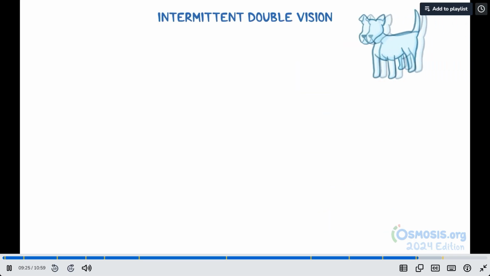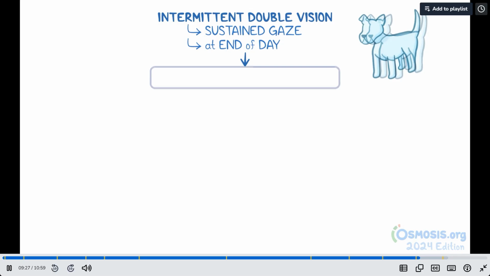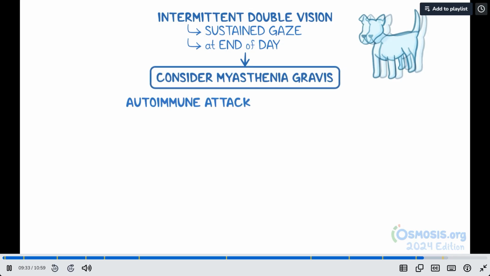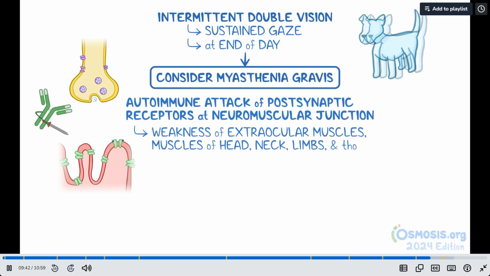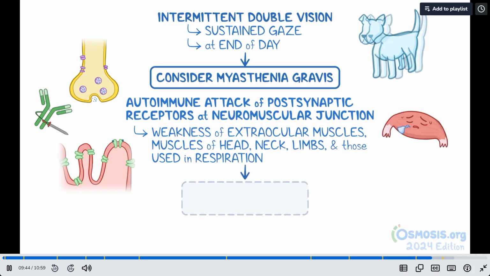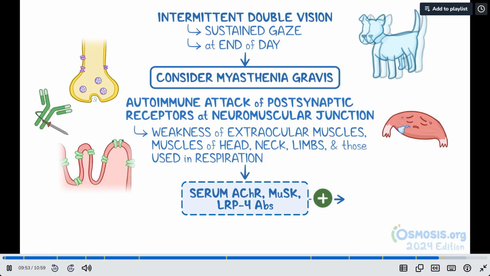Lastly, if the patient reports intermittent double vision that gets worse with sustained gaze or at the end of the day, consider myasthenia gravis. This condition is due to an autoimmune attack of the postsynaptic receptors at the neuromuscular junction and can cause weakness of the extraocular muscles, along with the muscles of the head, neck, limbs, and those used in respiration. In this case, order serum antibodies against acetylcholine receptor, muscle-specific kinase, and lipoprotein receptor-related protein 4. If any of these are positive, you can diagnose myasthenia gravis.